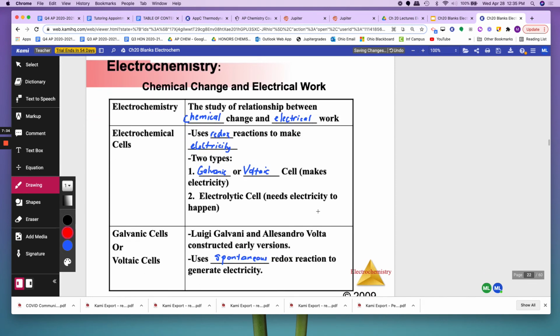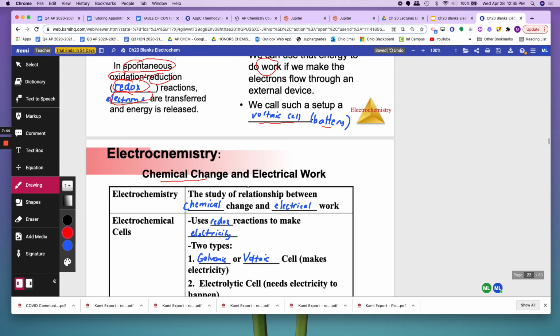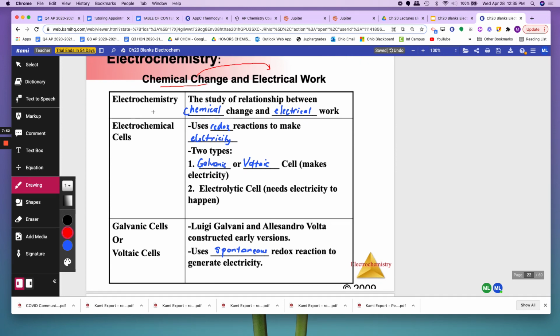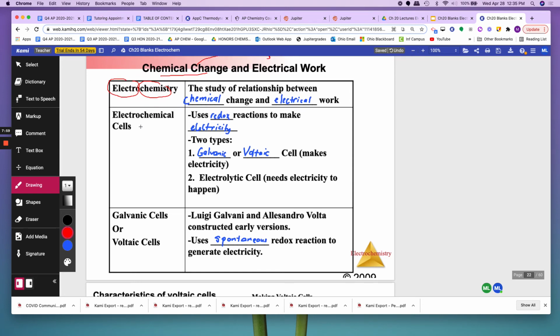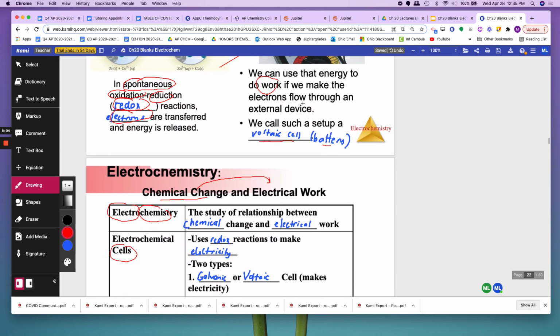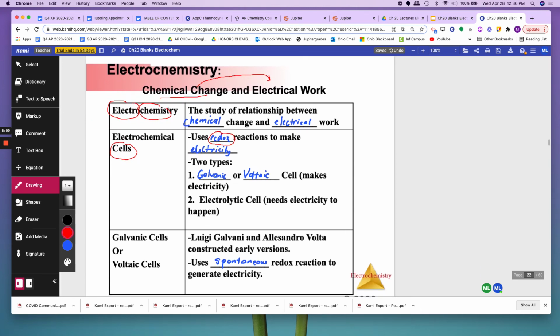Okay, so in this lesson we will be learning about chemical change. It's chemical because we have molecules or atoms inside the cell, and we're turning that chemical into electrical work, into electricity. Okay, some terminology here. What is electrochemistry? It's using chemicals to make electricity. Electrochemical cells, the reason they call them cells is because there are beakers. Those are called the cells. You need redox, and it will make electricity.